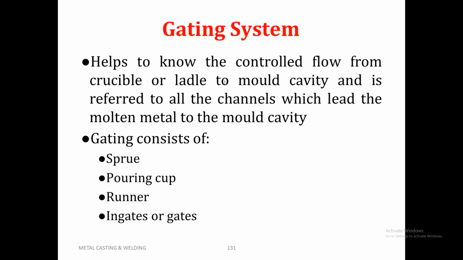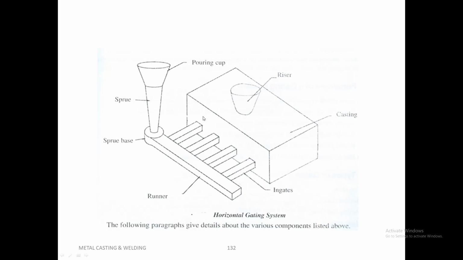So there are different components for a gating: the sprue, the pouring cup, the runner, and the in-gates, or you also call them gates. So this is a general gating system. You have these parts, that is sprue, then you have the runner here. These are the in-gates, or you call them gates. This is the pouring cup.